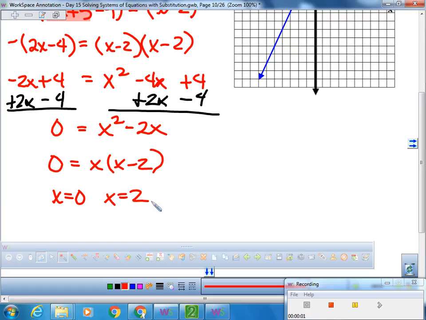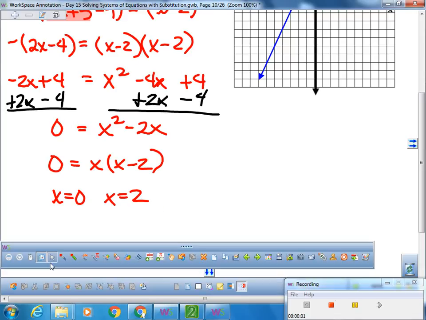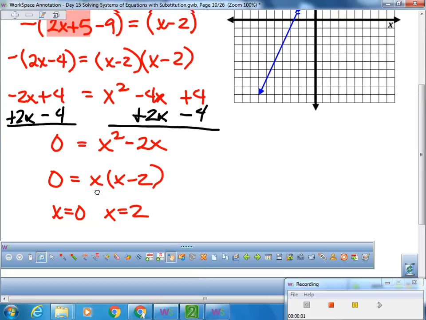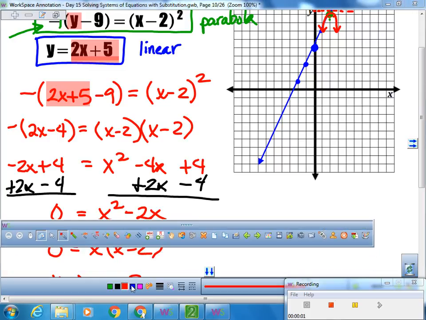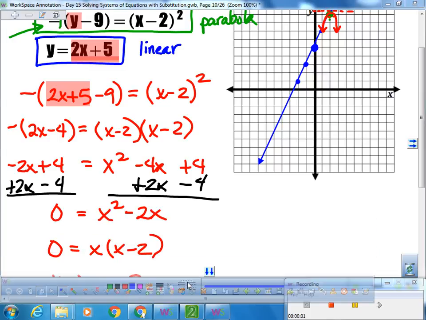And now we have to find the y's. How am I going to find the y's? Substitute it back in, right? So 0 and 2. Here's my y. So all I have to do is plug in 0 there and 2 there. So we'll do it in blue. Don't I have two solutions? I have 0 and I have a 2. No, I'm going to find them separately.